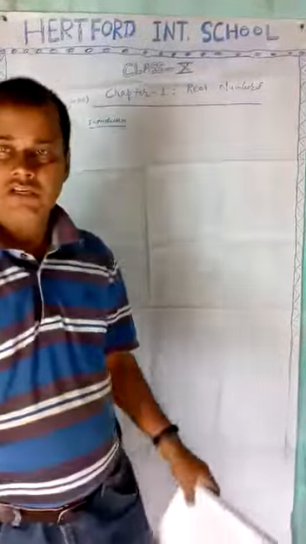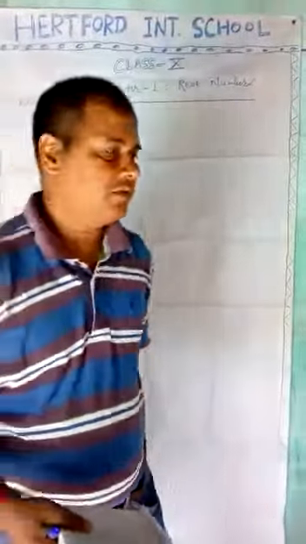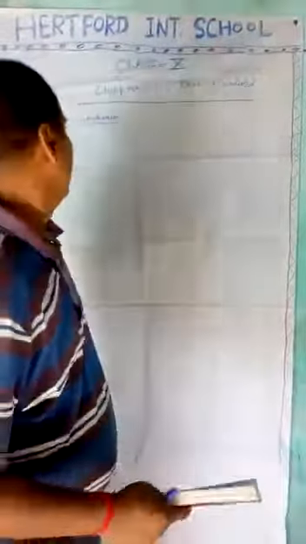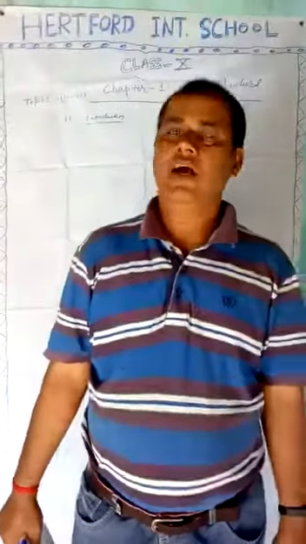Here for class 10, we will start chapter 1. The name of chapter 1 is Real Numbers. In this chapter, there are 5 topics, so we will start one by one.